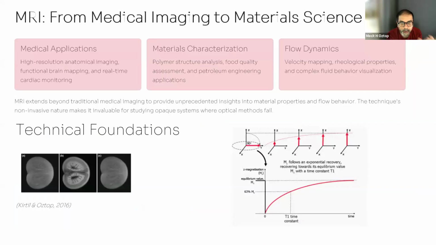As we know, normally MR imaging is targeted at medical applications, but we also know that we can use it for material characterization, particularly for polymer structure analysis. Another important thing is that we can use magnetic resonance imaging and, as a result, the relaxometry associated with it, the T1 maps and T2 maps, to obtain velocity maps, to obtain rheological properties, and to visualize complex fluid behavior.